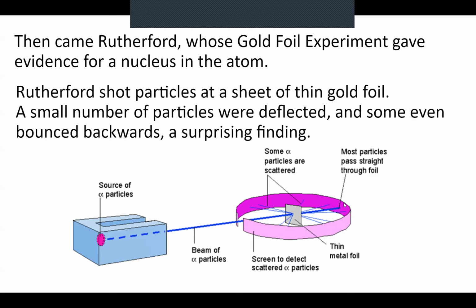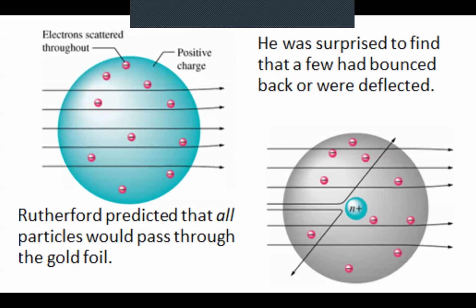As he shot particles at the sheet of really thin gold foil, just a couple of atoms thick, a really small number, less than 1%, were actually deflected, and some bounced backwards, which was very, very surprising. The only way that that could happen with consistency is if there were something denser or at least equally dense to the alpha particles being shot at the foil. And Rutherford said, well, that must mean that the atoms in the foil have a dense central core.